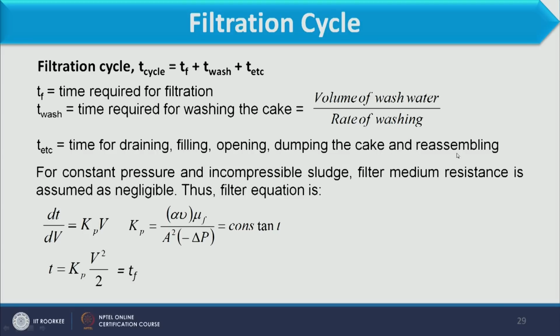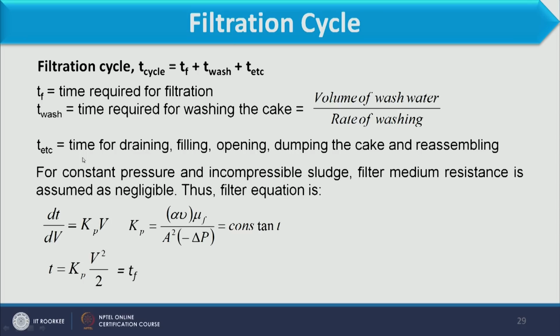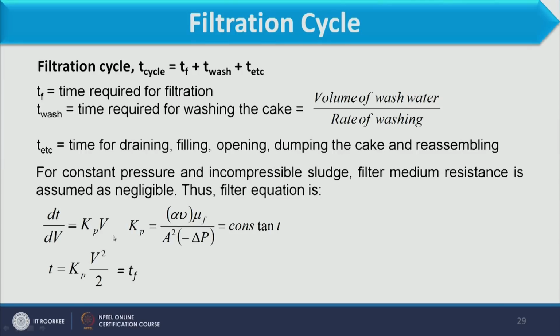Here we are considering the case of constant pressure with incompressible sludge, and we are assuming filter media resistance to be negligible. Considering all these factors, we have the equation dt by dV equal to Kp V, that is constant pressure and incompressible sludge. Kp we have defined as we have seen in the last lecture. Once we integrate it, we get the expression t equal to Kp V square by 2, and this t is the time associated with filtration. So, this t value we can equate to Tf, the time required for filtration.